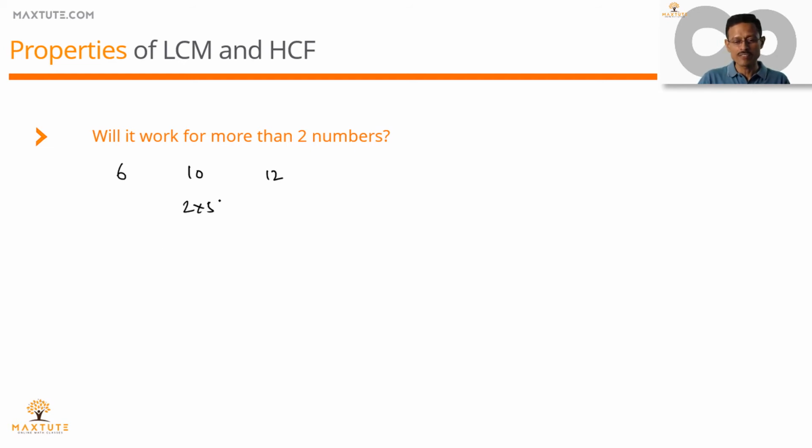10 is a 2 into 5. 12 is a 2 square into 3. This number is a 2 into 3. HCF quickly: the only prime common to all the numbers is a 2, in its lowest power, which is 2. LCM: write down all the primes, which is 2, 3 and 5, in their respective highest powers, which is 2 square into 3 into 5.